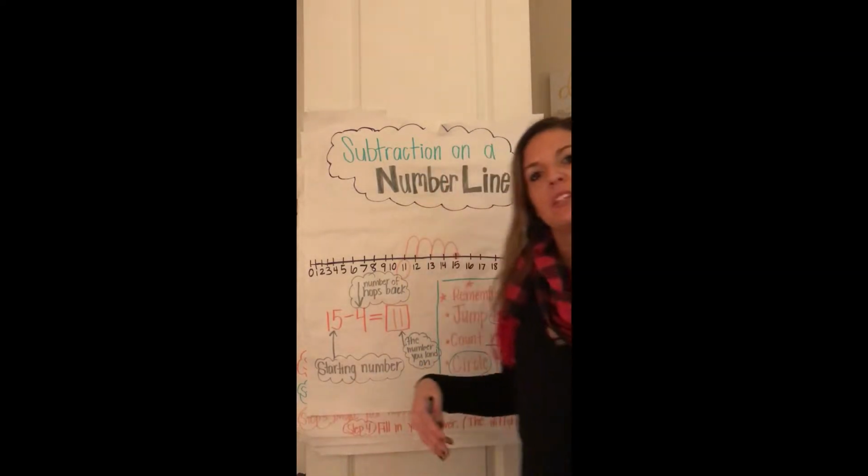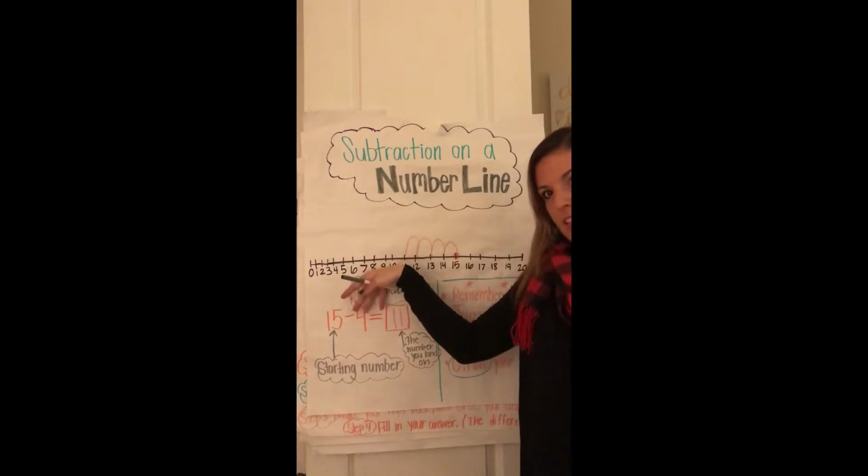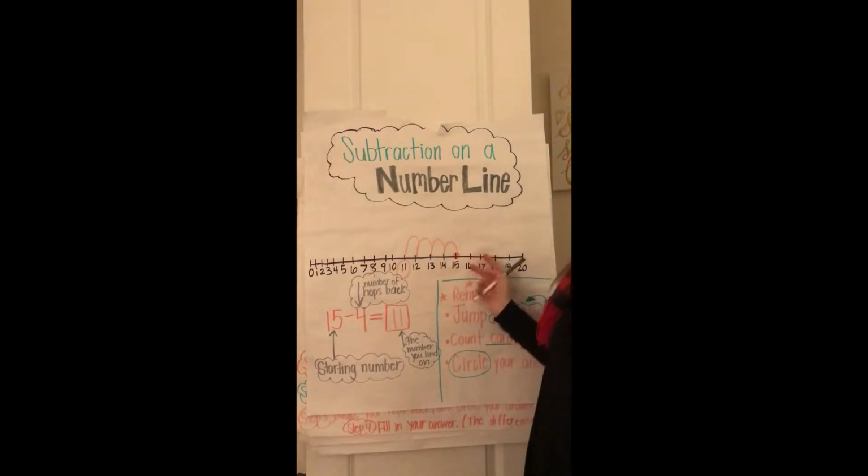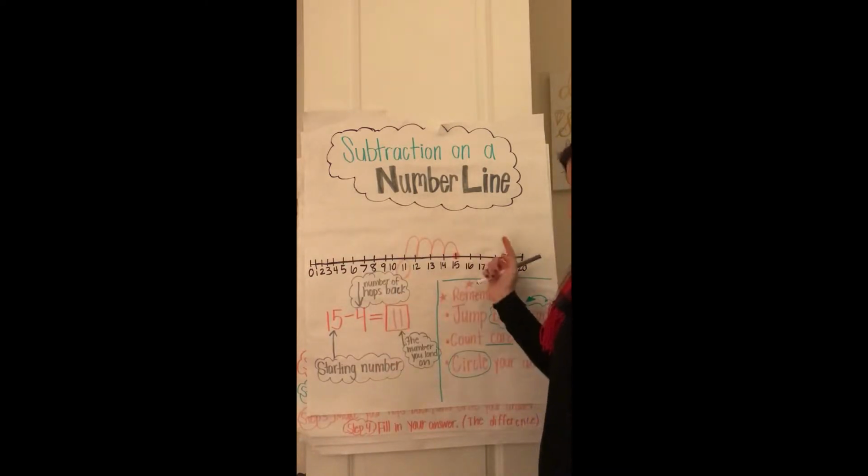We know that when we subtract, the answer is always the number that is less. And we know that when we use a number line, we make our hops backwards instead of forwards.